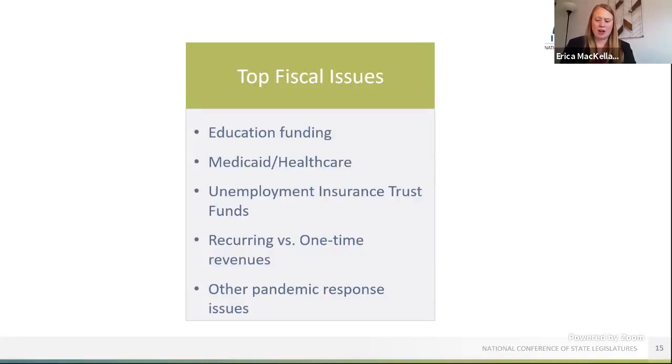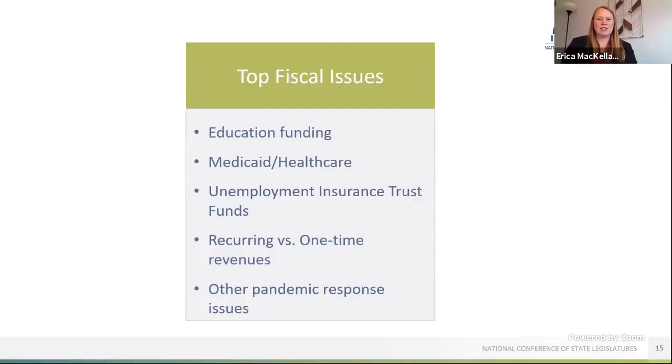Unsurprisingly, Medicaid and healthcare are still big areas of concern for states. Unemployment trust funds are a big issue. Over 20 states are already borrowing from the federal government for those programs, and 23 states used CARES Act money to help shore up those accounts. So that's something I think we'll continue to see states grapple with.